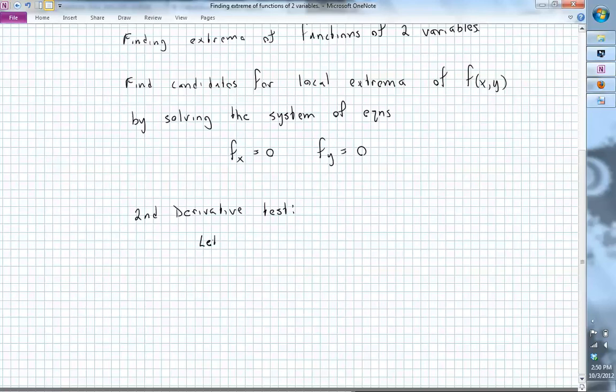So we're going to let the discriminant of f be defined as capital D. It's the second partial of f with respect to x times the second partial of f with respect to y minus the mixed partial of f squared. So we're going to define the discriminant of f to be this quantity, and then we have this theorem.